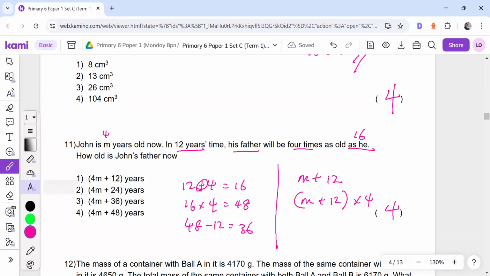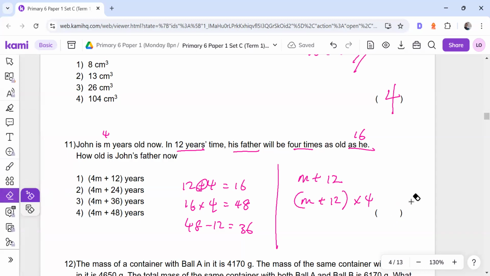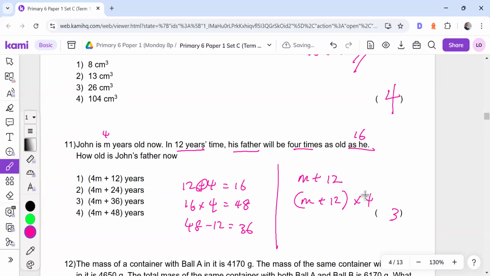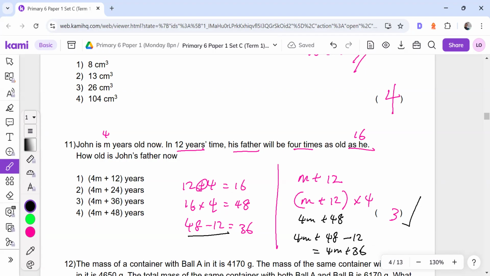Okay, I think I got a mistake here. The answer is not number 4. The answer is number 3. Do you get number 3? Because m plus 12, then you times 4, you actually get 4m plus 48. And the last step is to minus 12. So 4m plus 48 minus 12, and you will get 4m plus 36. Your answer is number 3, not number 4 just now.